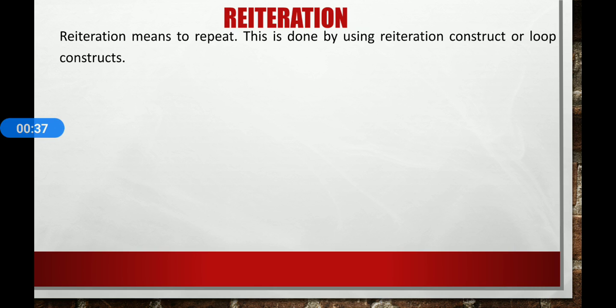Reiterate means repeat. In our program, sometimes we need to execute one or more statements again and again. This is called reiteration of a statement. This is done by using a reiteration construct or loop construct. So the first loop construct is the while loop.